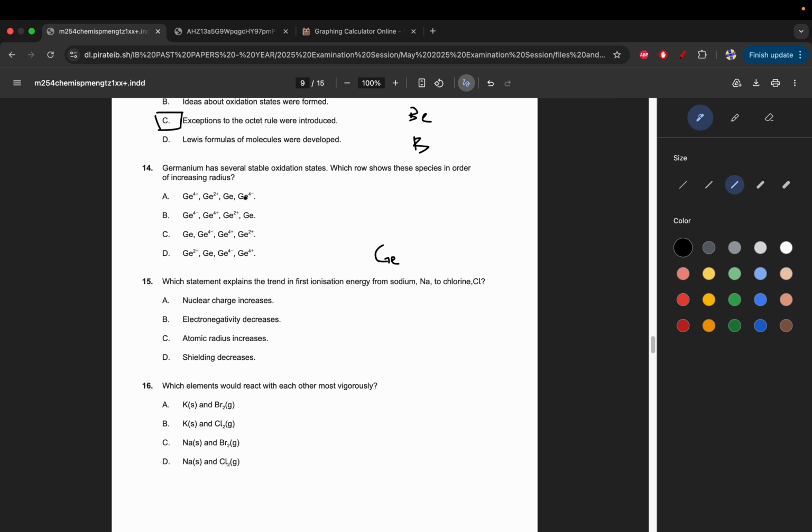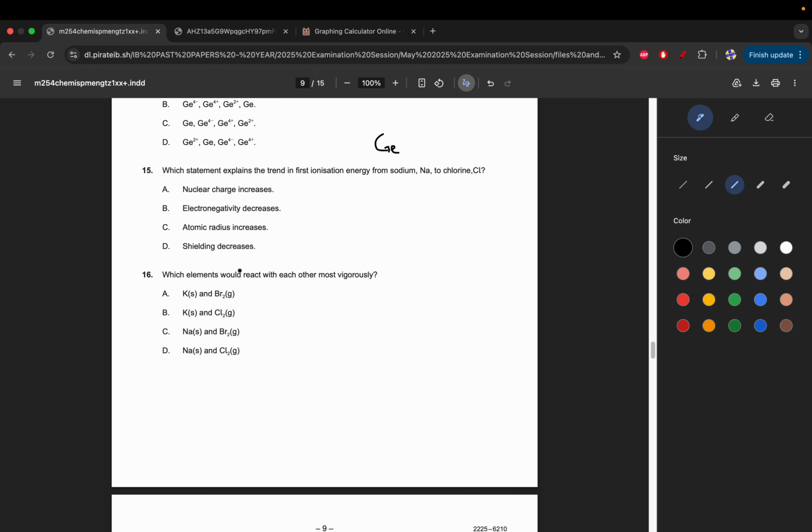The thing with having more electrons and the same number of protons is that the extra electrons you add cause extra repelling forces between the electrons. So as you add more, those repelling forces are going to spread the electron cloud out under the same number of protons. And so adding more electrons in this situation will cause a higher atomic radius. So in order of increasing radius, we want to start with the lowest one, and that's going to be the one with the least number of electrons, the 4+, right? And then it's going to go down like this. So it's going to be A.